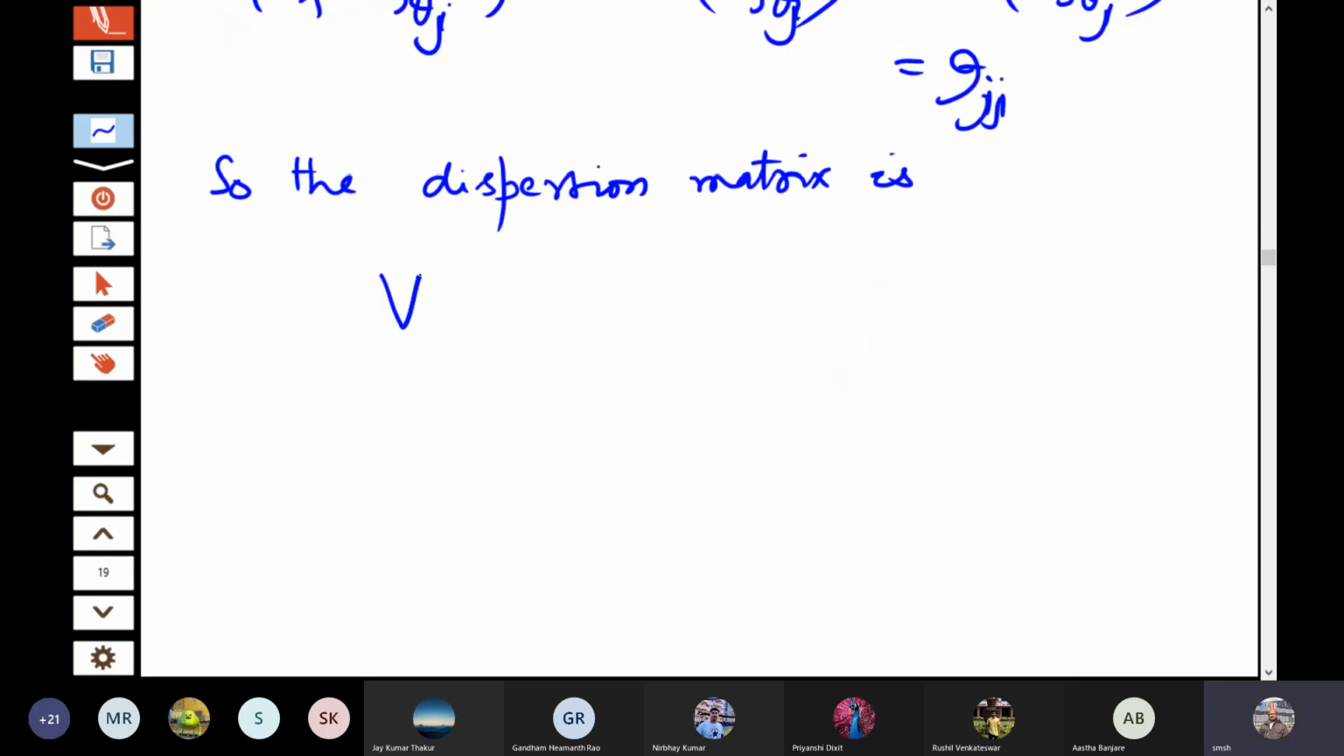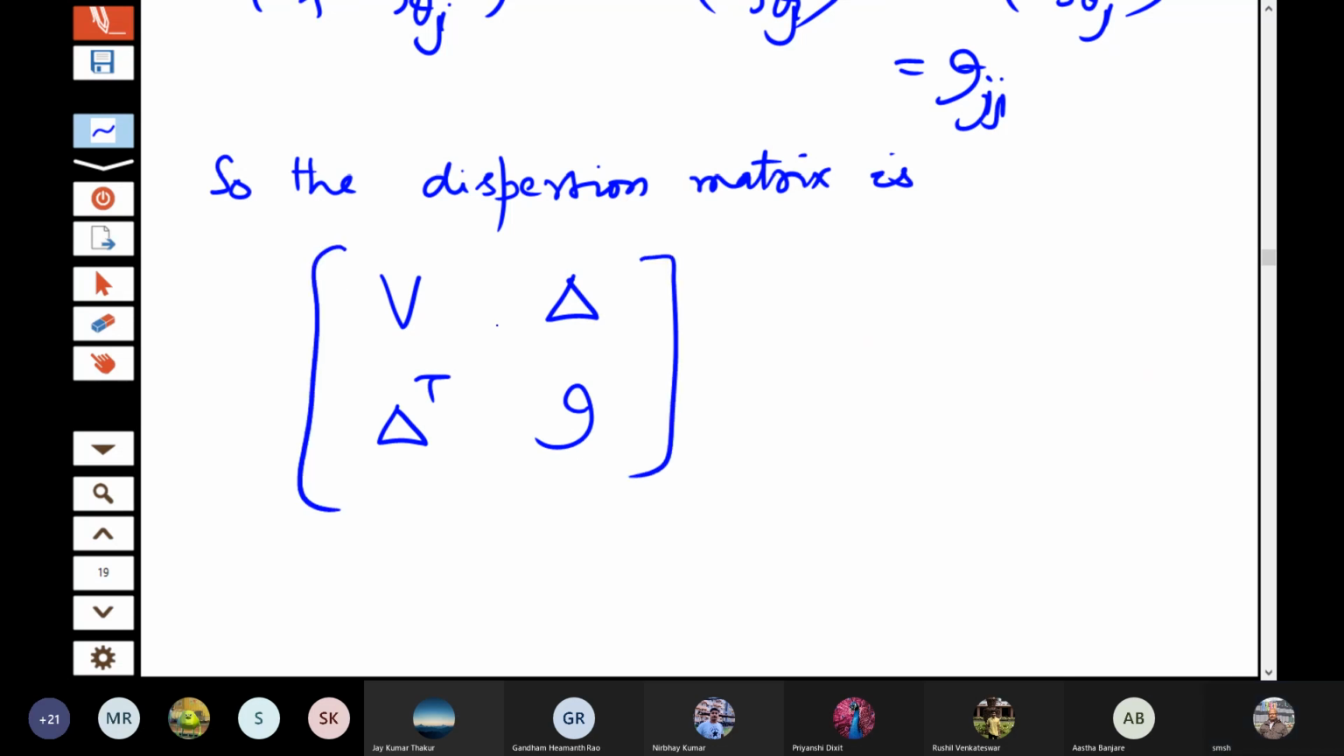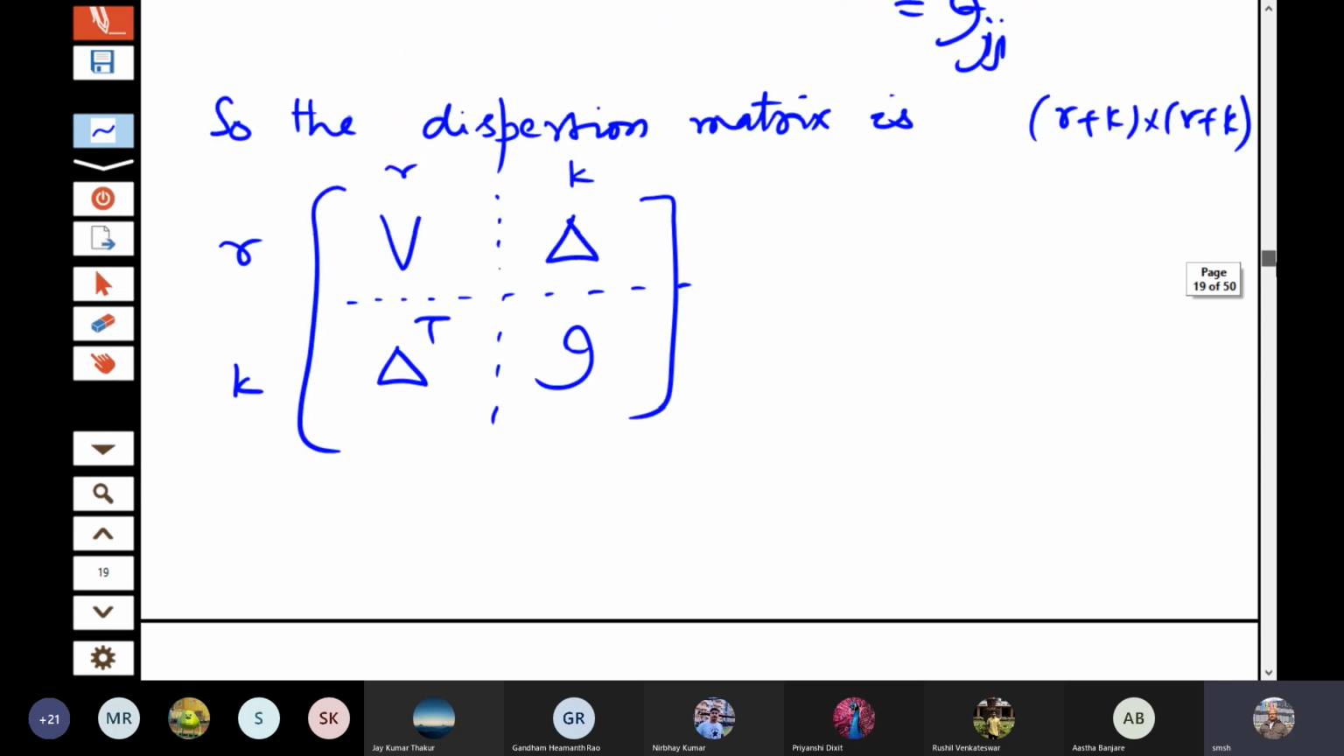It is a big matrix. I will write it like this: V delta transpose and I. These are R terms here. This is K terms here. These are R terms here, K terms. So this is an R plus K by R plus K matrix. I am writing it as a partitioned matrix. I am using a little bit of the properties of this partitioned matrix.